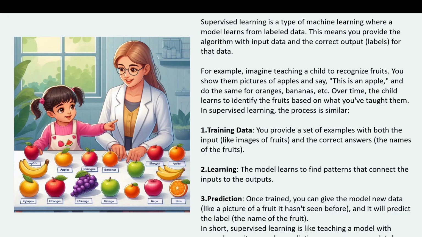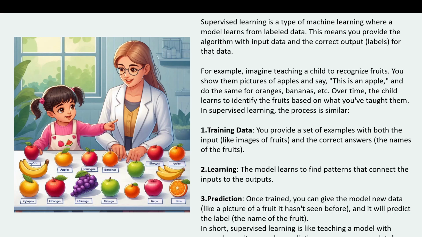There are certain steps in supervised learning. First is training data. You provide a set of examples with both the inputs, like images of fruits, and the correct answers, the names of the fruits. Next is the learning stage, where the model will learn to find patterns that connect inputs to the outputs. So the brain of the child will learn how to connect the dots.